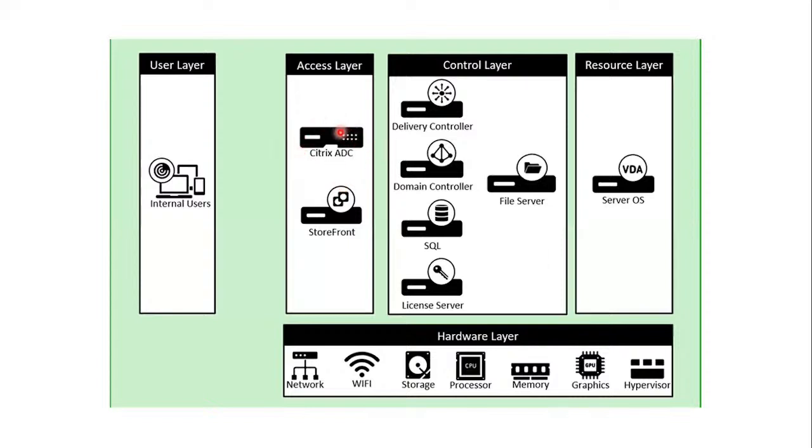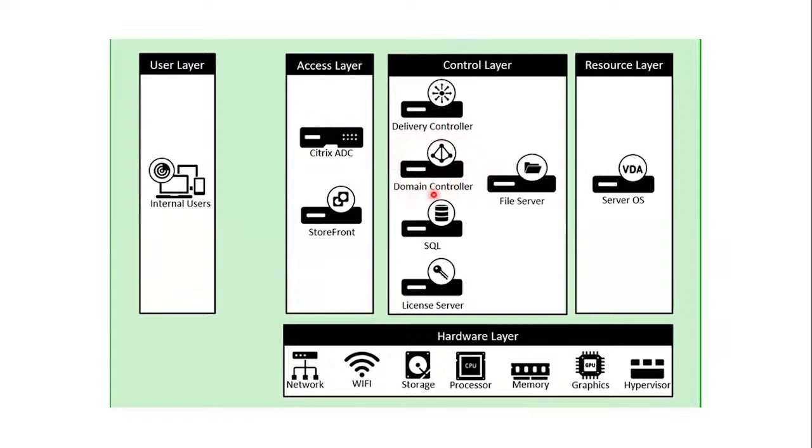And StoreFront, it is a website or a web page for an end user. And NetScaler, it is a load balancer. So both are virtual machines hosted on the hypervisor. In the control layer, we have the servers which are controlling the infrastructure. So our first server is the delivery controller. It is a core Citrix server which controls all the data center operations.